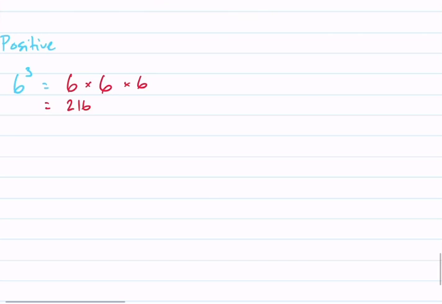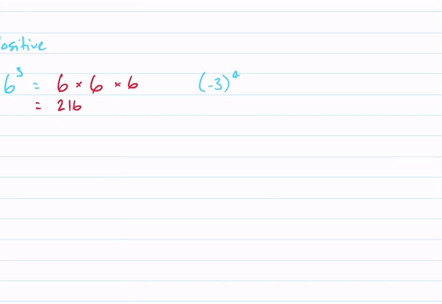Let's look at a different type of example. What if we have a negative base? So negative 3 raised to the power of 4. Well, we do the same thing. Negative 3 times negative 3 times negative 3 times negative 3. If we work from left to right and multiply these all out, we end up with an answer of positive 81.